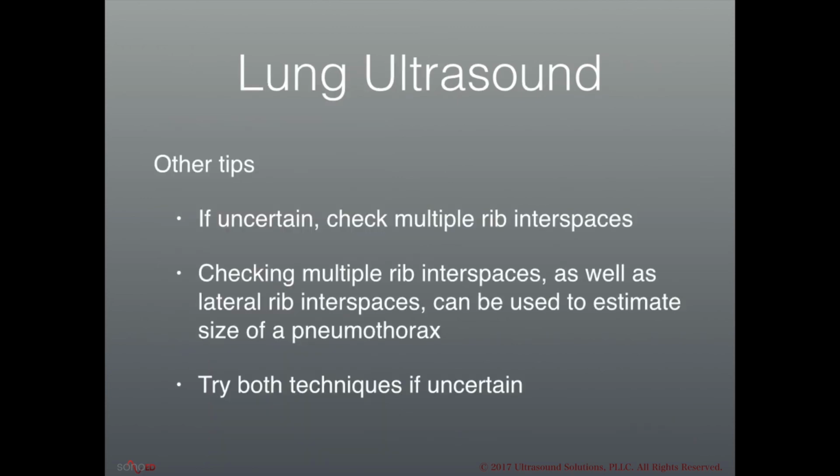If you're uncertain, check multiple rib spaces. Checking multiple rib spaces can also be used to estimate the size of a pneumothorax after you've diagnosed one. If you're still uncertain, try to use the other technique, opposite of the one you started with. For instance, if you tried in B mode and are uncertain, try M mode, or vice versa.